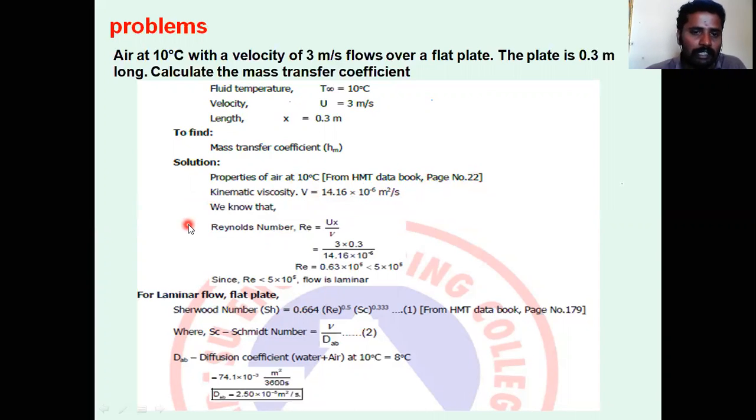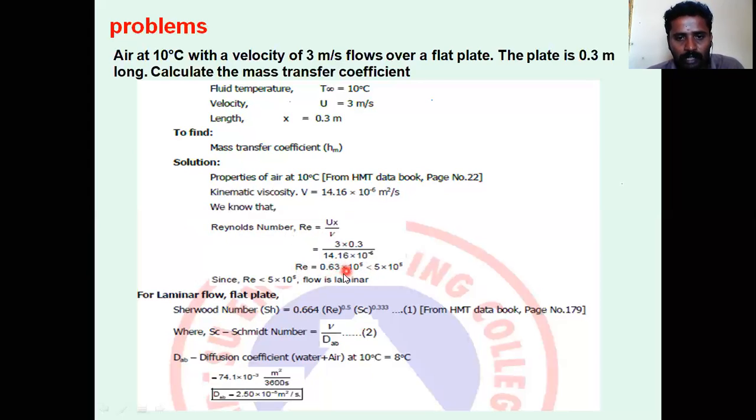Why is the Reynolds number found? If the velocity is given, there is forced convection. Therefore, we should find the Reynolds number. Reynolds number Re is equal to Ux by mu, where U is the velocity, x is the distance, and mu is the kinematic viscosity. We calculate the value of Re is equal to 0.63 times 10 power 5.